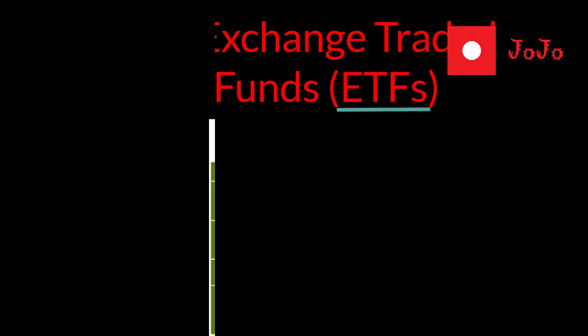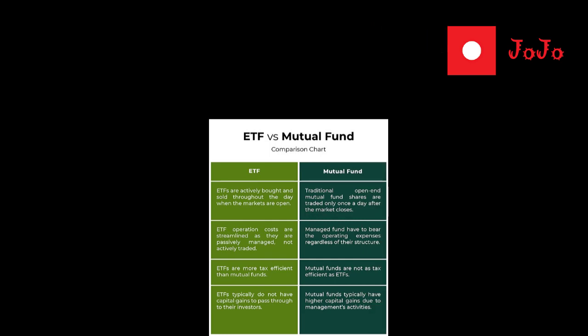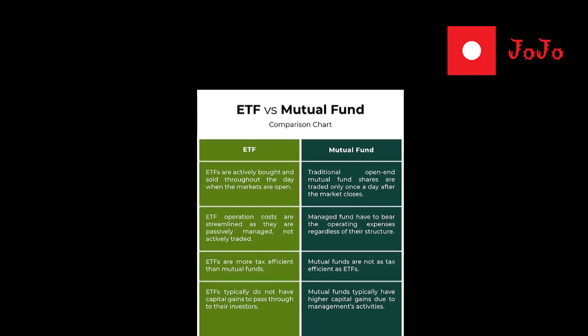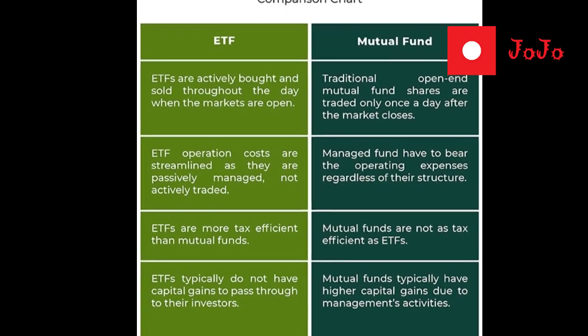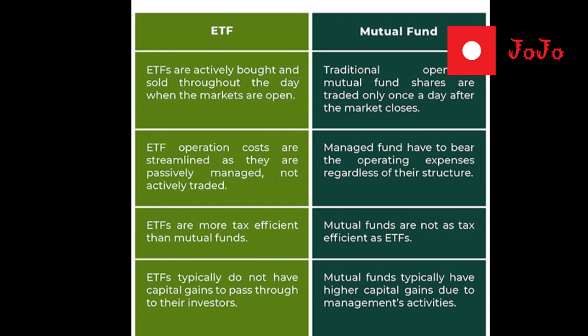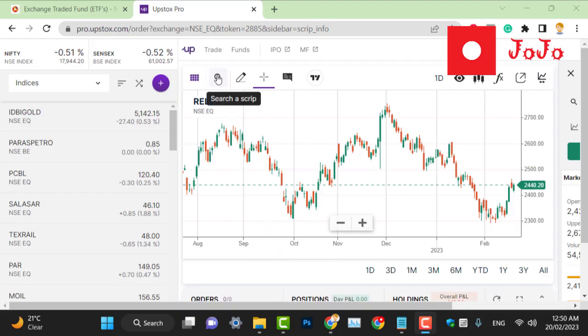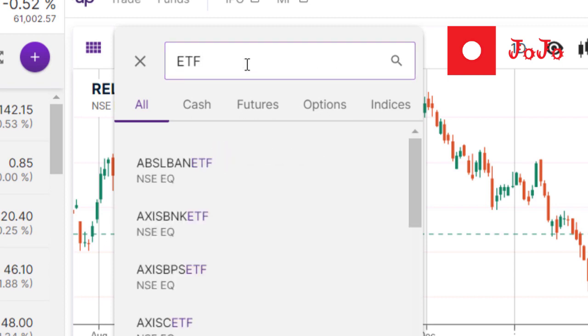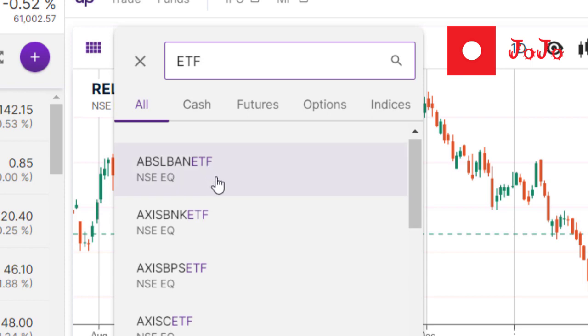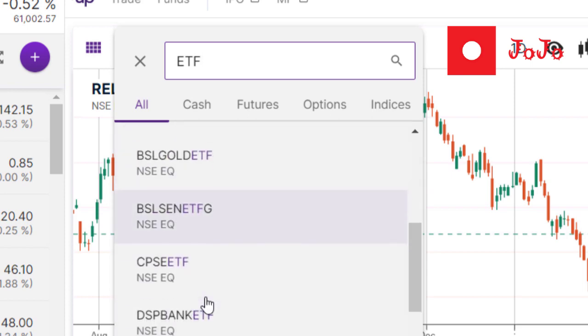Three, ETFs. ETF stands for Exchange Traded Fund, which is a type of investment fund that is traded on stock exchanges, just like individual stocks. Just type ETF and search in your Demat account. All the available ETF investments will pop up.